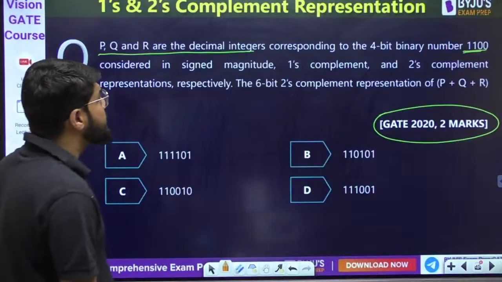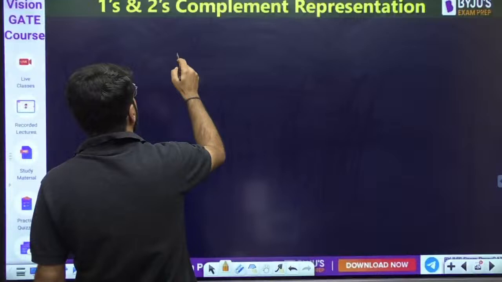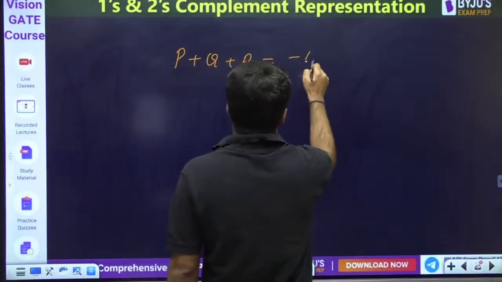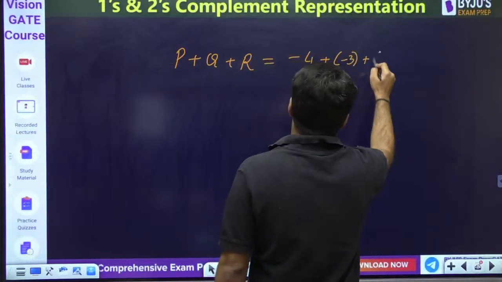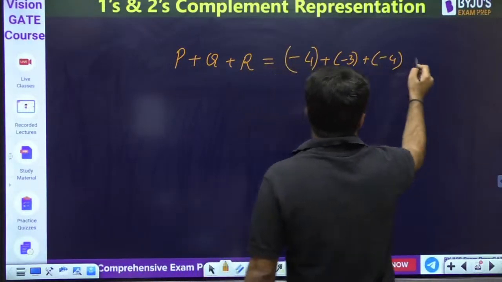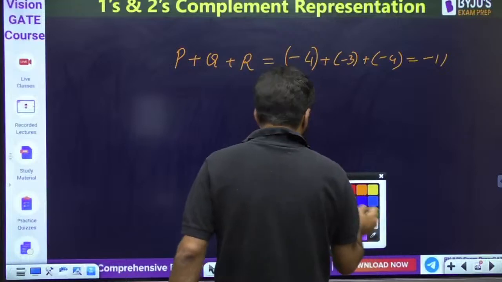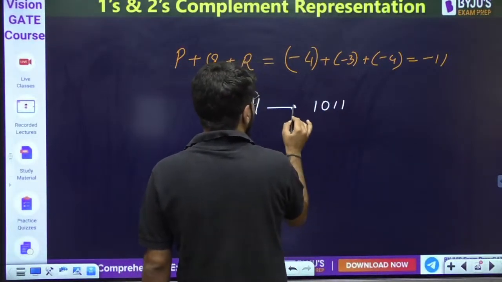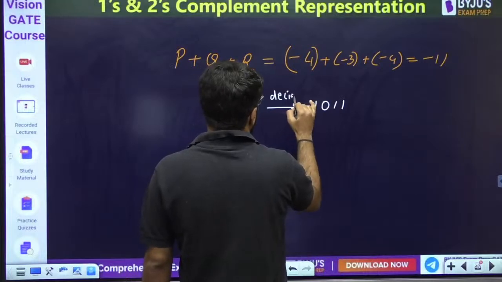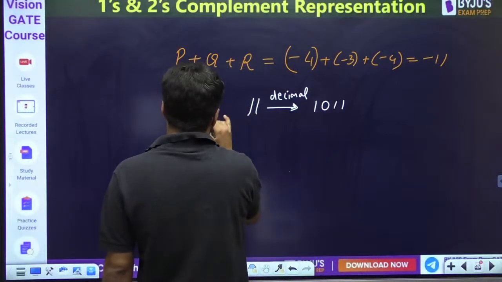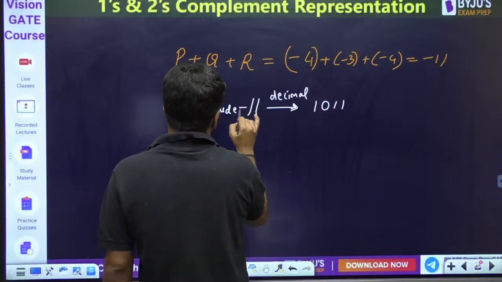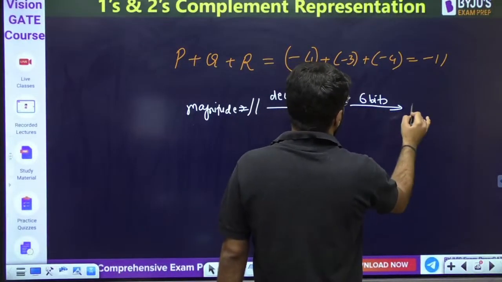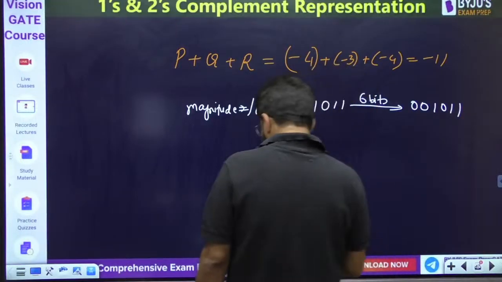Now the question is, what is P plus Q plus R, and that too in 6 bit, no problem. I will write it down in 6 bit also. What is P plus Q plus R? P is minus 4, Q is minus 3, R is minus 4, total answer is minus 11. Because it is negative, let us see, how much is 11? 11 we all know is 1011. That is just the magnitude representation. Magnitude is 11, in binary 1011, in 6 bit format 001011. So what is minus 11?